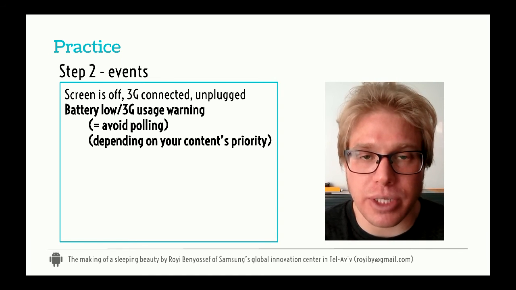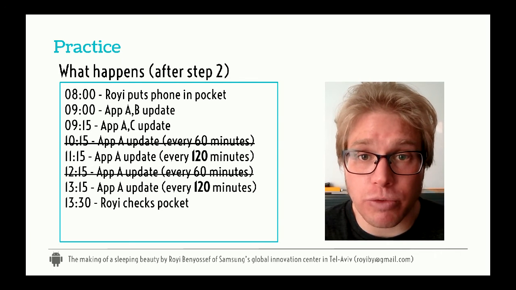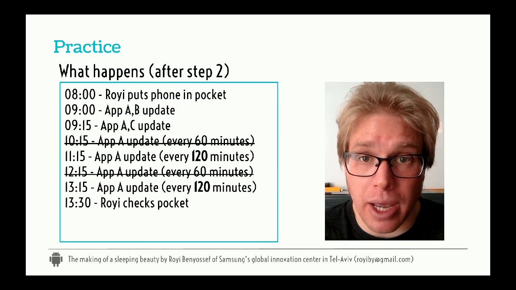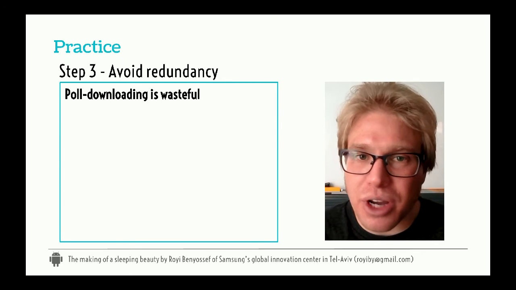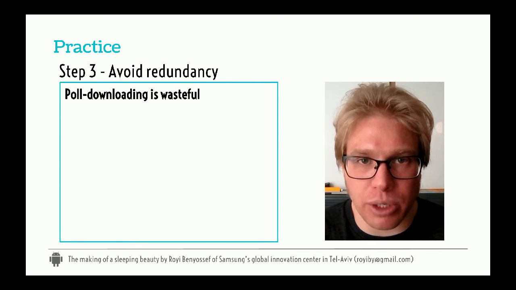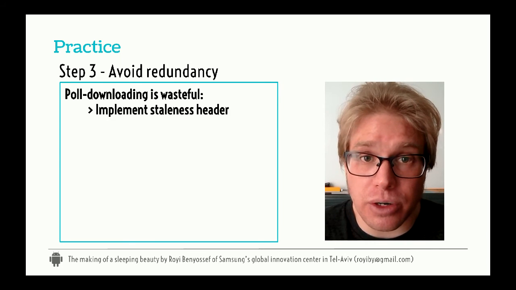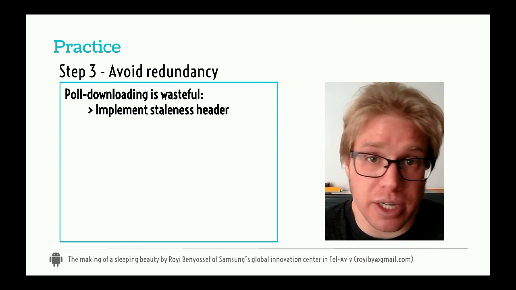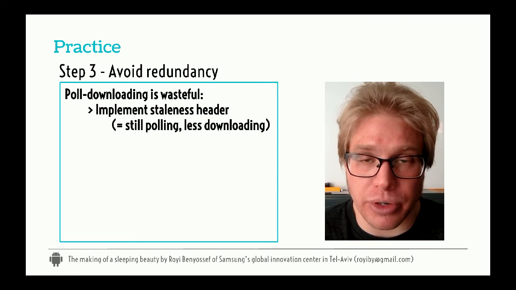Let's see another example. We'll start after step 1. And now we managed to remove 2 more polling cycles since the device was unused, and app A prolonged their polling cycles to once every 2 hours. Nice, right? No, polling is a wasteful practice to begin with, as it is redundant. Instead of that, please consider implementing a staleness header as an easy win. It's still polling, but you'll save up on downloading stages.